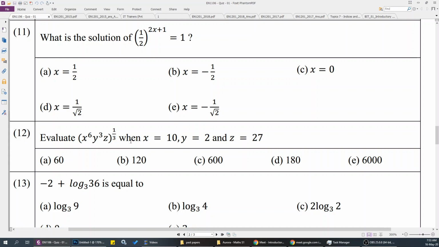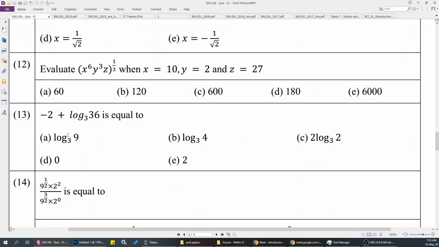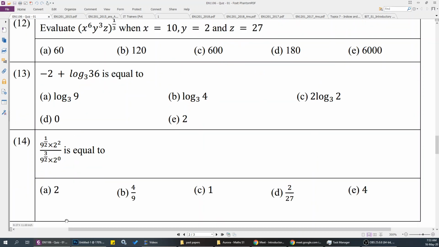I hope it was clear. Anyway, so answer is C. Then we have question number 13. This is also similar to a previous question that we did. The question number 13.